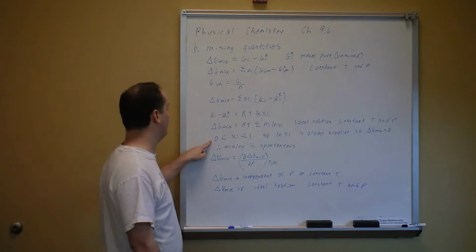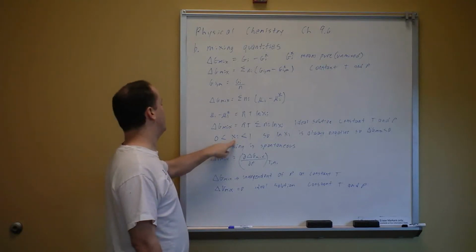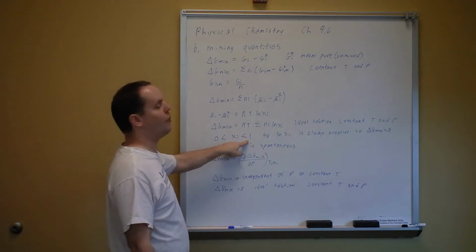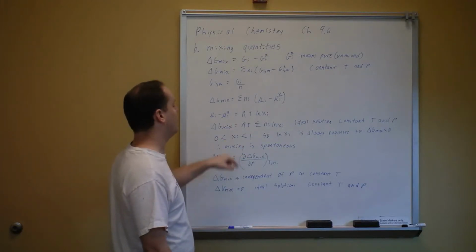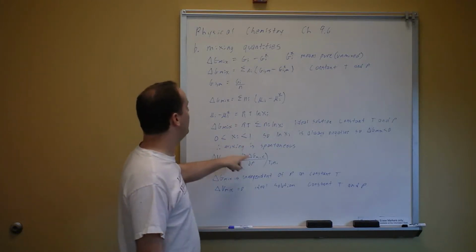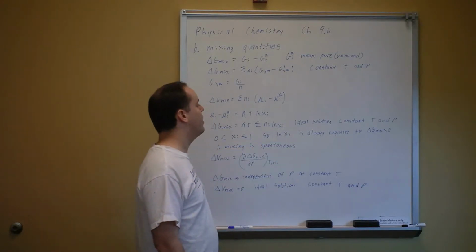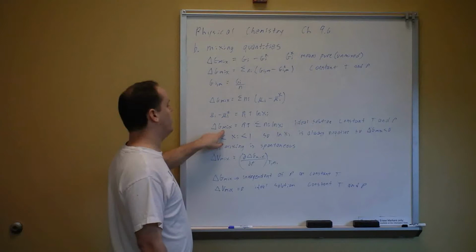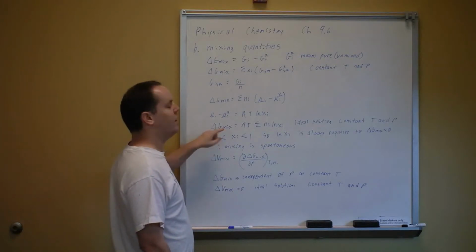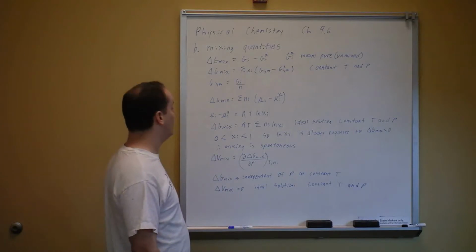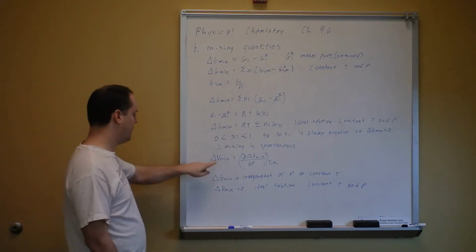Now remember, by definition, the mole fraction is going to be between 0 and 1. Obviously, if it's 0, it wouldn't be there at all. And if it was 1, we'd have a pure substance still. So we're going to ignore those two cases. So what that means is the natural log of the mole fraction is going to be always negative. So what that means is that this delta G mix term is always going to be less than 0. Therefore, mixing is always spontaneous.